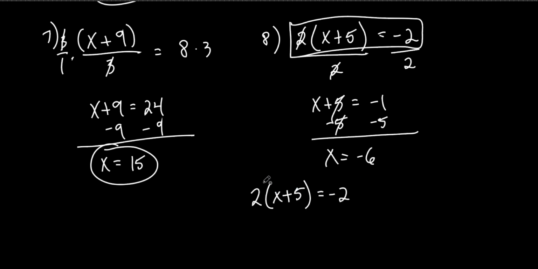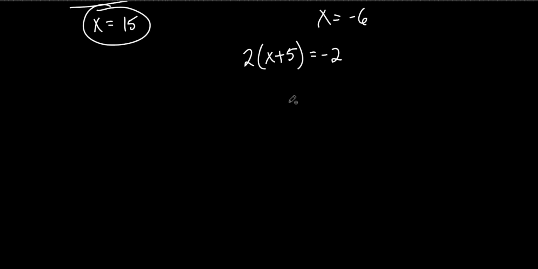Let's take this and let's distribute it and see if we actually do get the same exact answer, just to show you that you could do it either way. All right, but this is going to take an extra step. But let's see if we get the same answer. So I'm going to distribute the 2. So what do I get? 2x plus what? 10 equals -2.